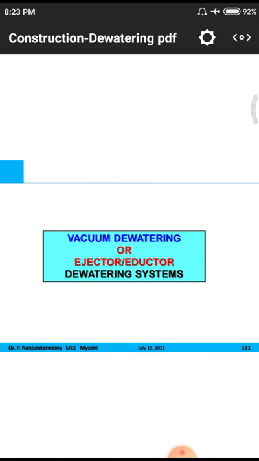This is the topic related to dewatering system. Normally, dewatering is the technique which is involved for removing of water from the subsurfaces of the ground. Normally, those water will give discomfort to the construction of a project or any industry or any building. So we need to remove those water for free construction purpose.